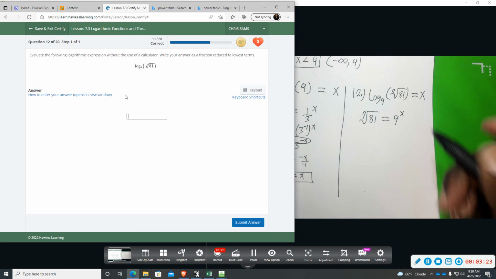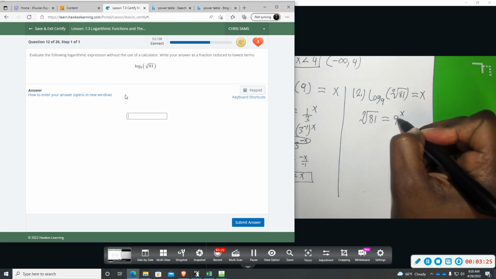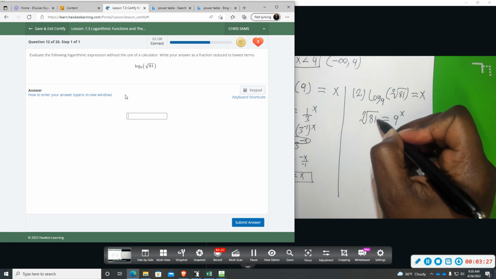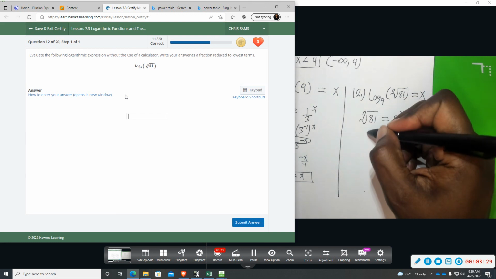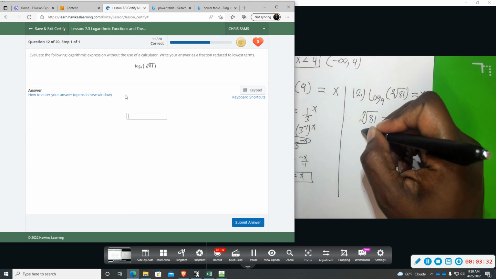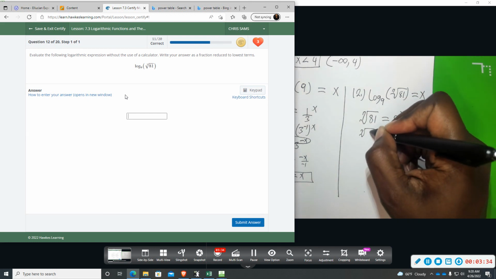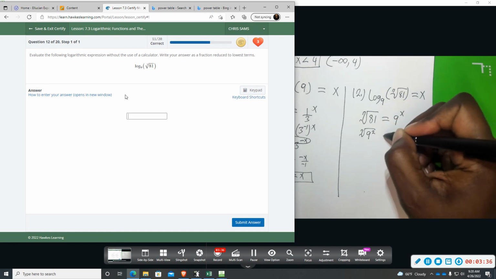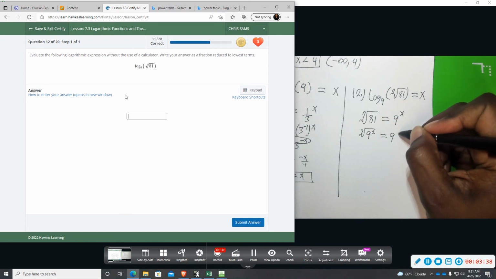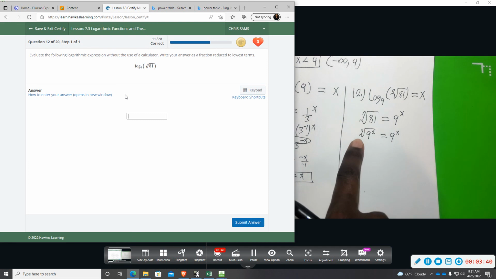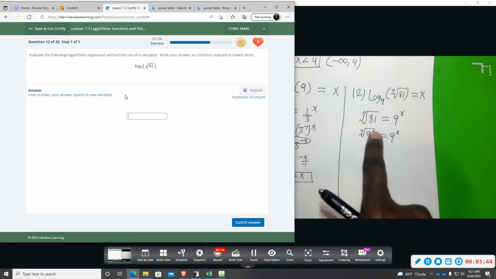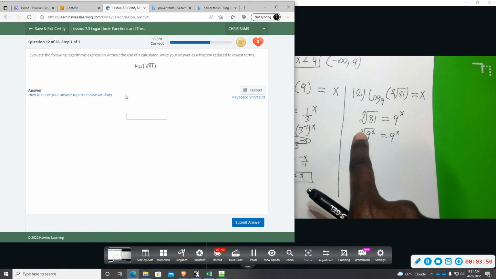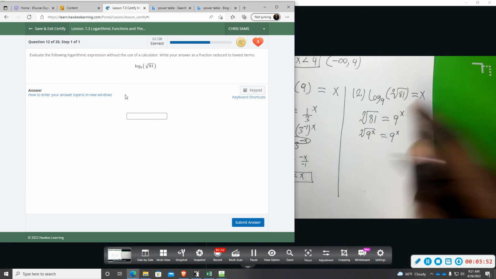Now, since this is a 9 base, can I rewrite 81 as a 9 base? Yes, we can. This is 7th root of, we'll write 9 squared, which is equal to 9 to the x. Now, you also got to remember how to rewrite roots as exponents. So whenever you have a root, that number just becomes the divisor of your exponent. So this 7 is going to make this 2 be divided by 7.